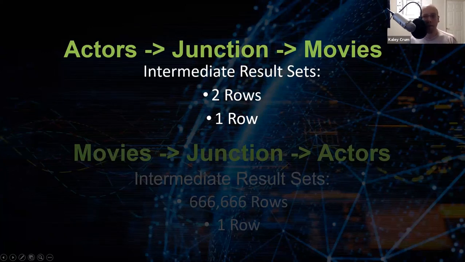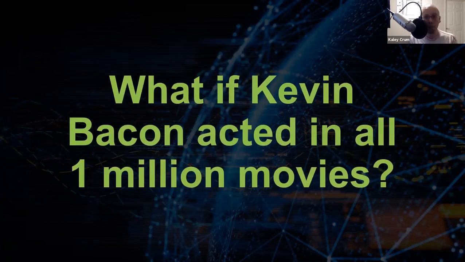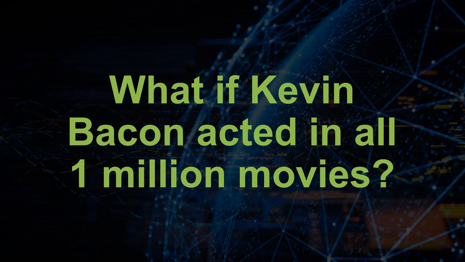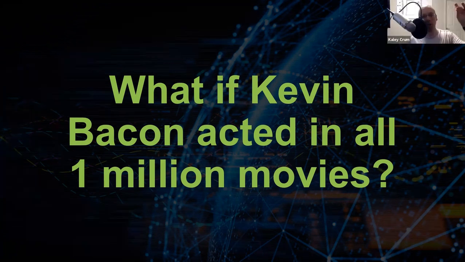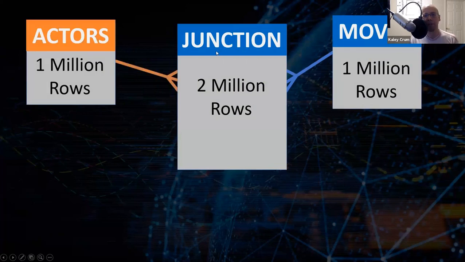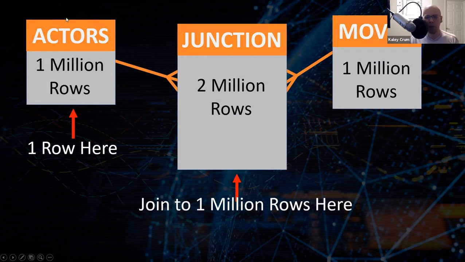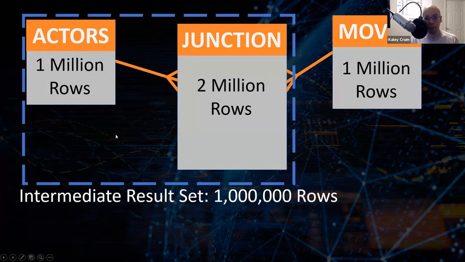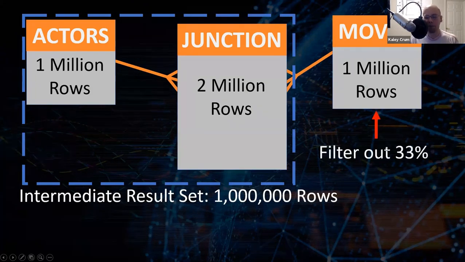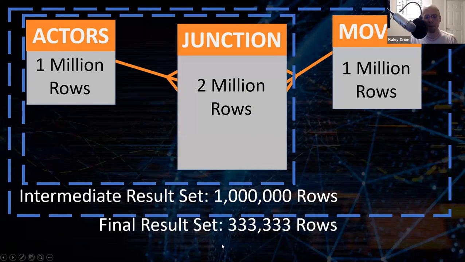But what if Kevin Bacon acted in all 1 million movies? What if every single movie actor combination in our junction table listed Kevin Bacon and Tom Hanks, Kevin Bacon and Denzel Washington, Kevin Bacon and Brad Pitt, Kevin Bacon and Angelina Jolie, etc.? What if every single movie was just Kevin Bacon and another actor? Well, we would have massive join skew. If we join from the actors to the junction to the movies table, it would look like this. We'd have 1 row here, and then we'd have 1 million rows here due to this huge join skew. So we have this intermediate result set of 1 million rows, and then we would join in the movies table, and we'd filter out about 1/3 of them, and we come up with a final result set of 333,333.